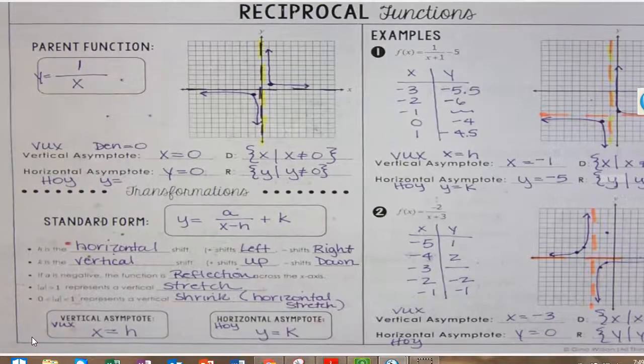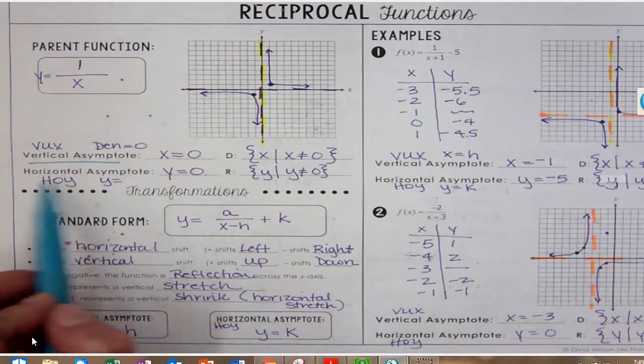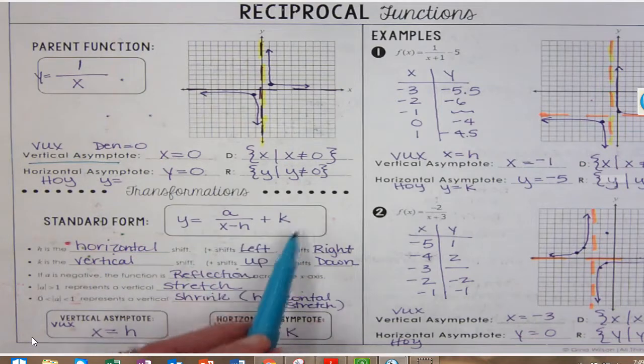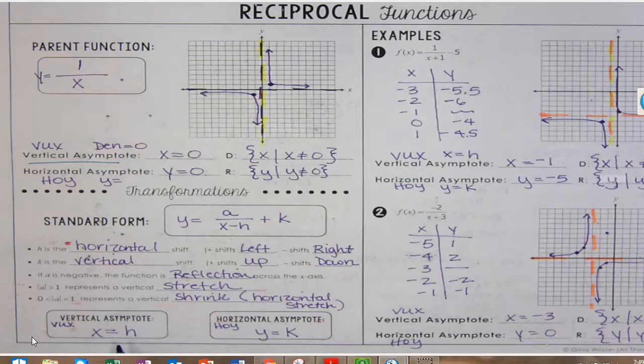Alright guys, I'm just going to do a quick problem on the review. This one's going to be reciprocal functions. Now you're going to notice a reciprocal function is where there is not an x in the numerator. We're going to be asked for the vertical asymptote and the horizontal asymptote, and this is the form we're looking at. The vertical asymptote is x equals h. The horizontal asymptote is y equals k. So let's go through this.